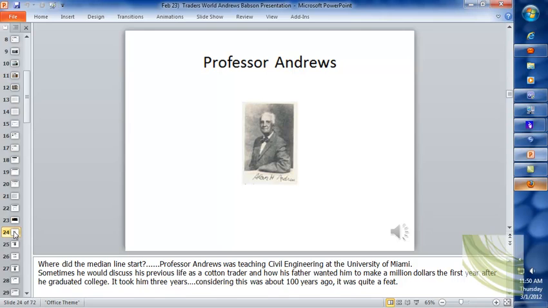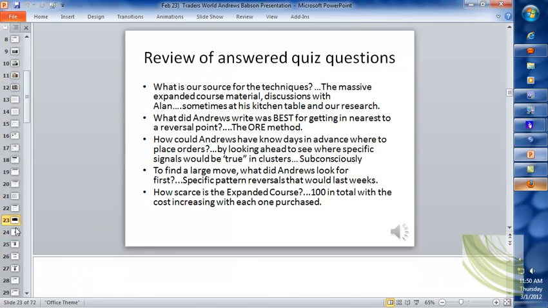Okay. We're going to move on, and in the next video we're going to talk about where the median line started and a whole bunch of techniques. Okay. Oh, here, I got to go over the other stuff. What did Andrews write was best for getting nearest to a reversal point? Answer is the OR method. Why did he call it the OR method? Because he considered it golden like OR.